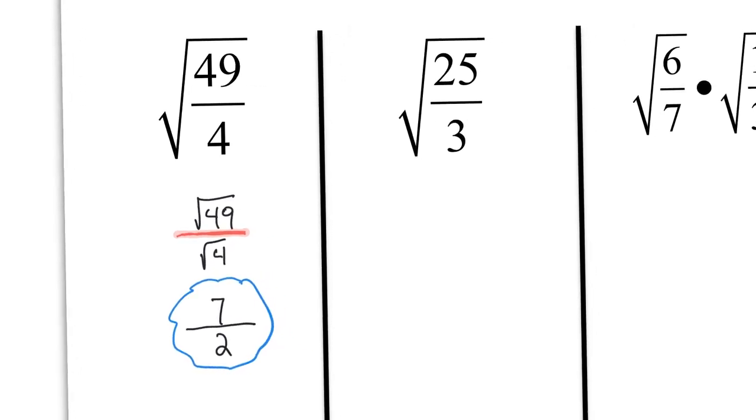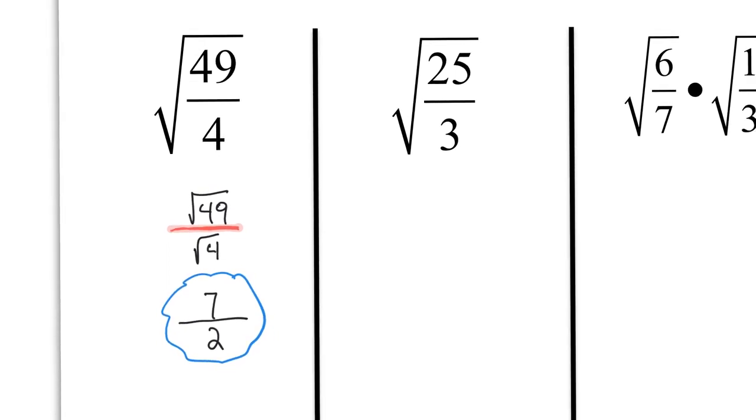Same idea. The quotient property says that you can separate the numerator and denominator. So I'm going to take the top, the square root of 25, and the bottom, the square root of 3. 25 is a perfect square number because 5 squared is 25. So that means the square root of 25 is 5. The bottom, you have the square root of 3.